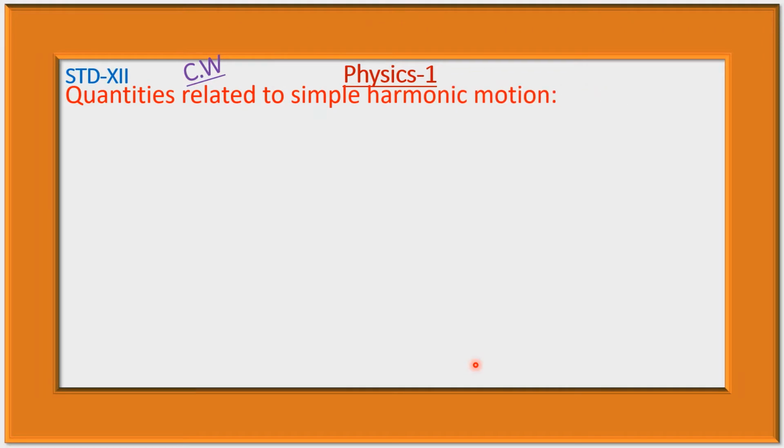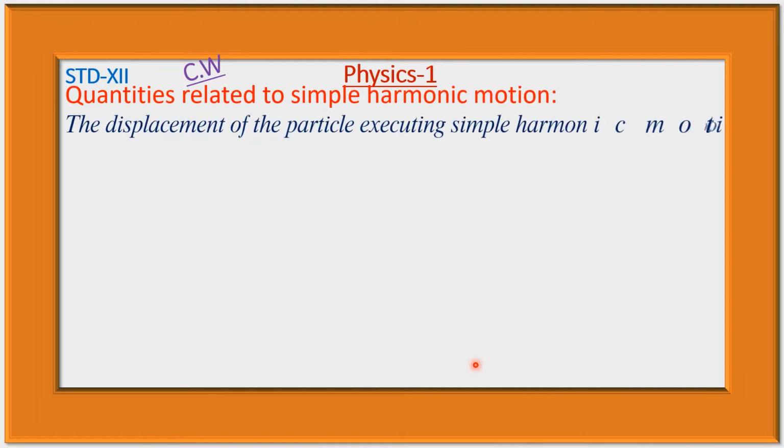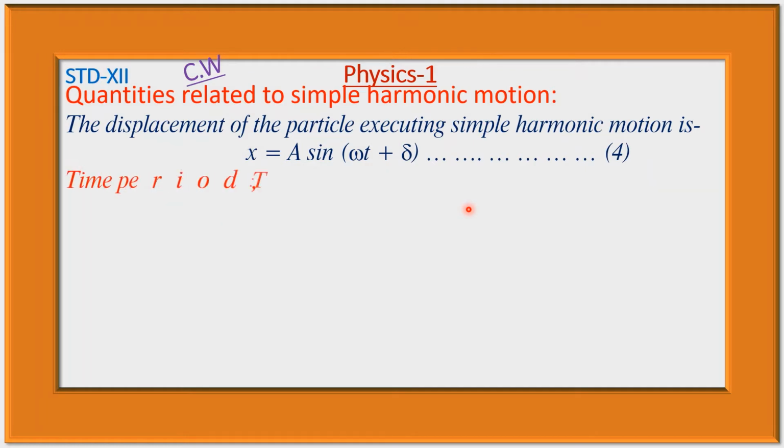Quantities related to simple harmonic motion. The displacement of the particle executing simple harmonic motion is x = a sin(ωt + δ). Here x is the displacement of the particle executing simple harmonic motion, ω is the angular frequency, t is time, and δ is a constant known as the phase constant.